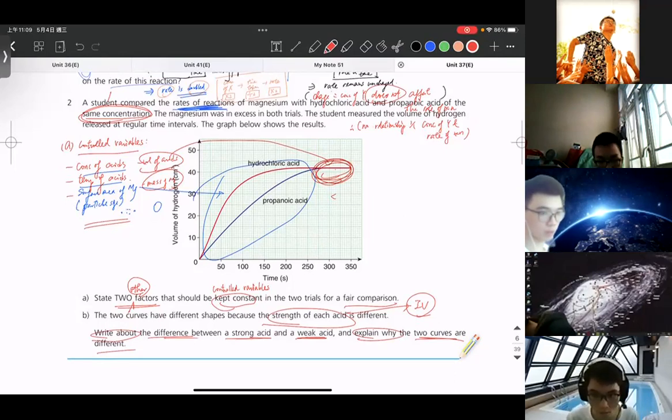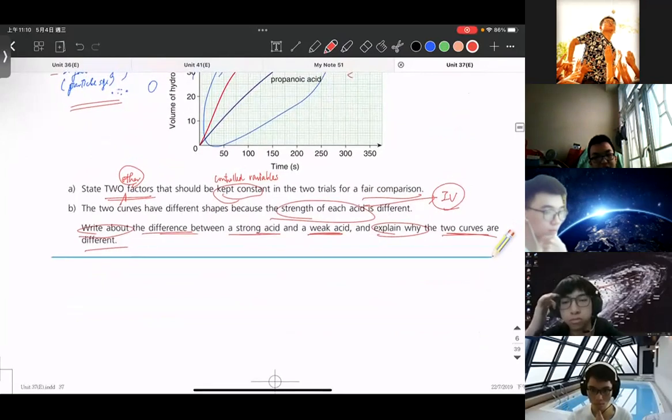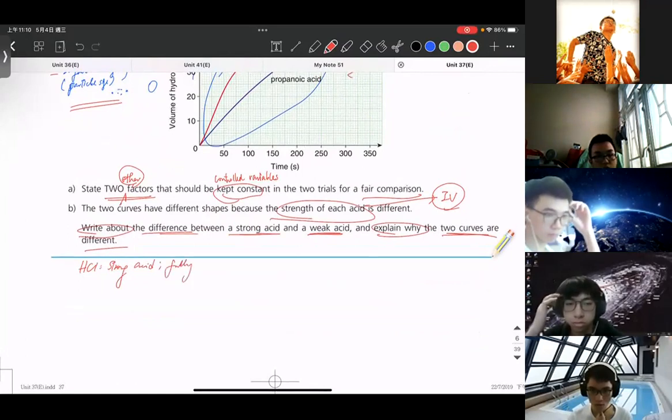A strong acid is an acid that completely ionizes in water to give hydrogen ions, while a weak acid is an acid that partially ionizes in water to give hydrogen ions. So since hydrochloric acid is a strong acid and propanoic acid is a weak acid, the concentration of hydrogen ions of HCl is higher than that of propanoic acid. So the initial rate of the reaction between HCl and magnesium is higher than that of propanoic acid and magnesium.